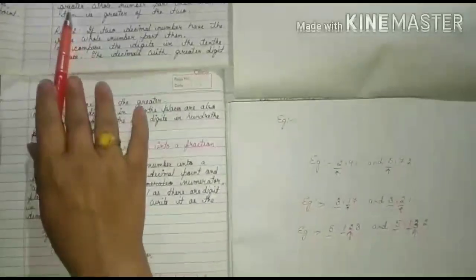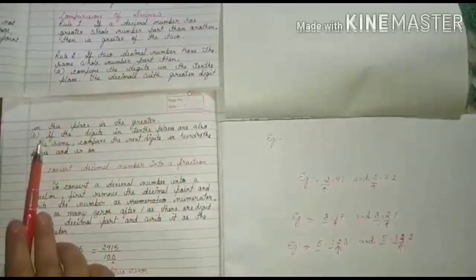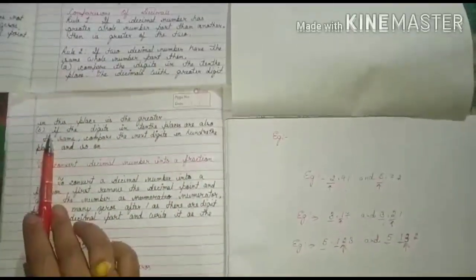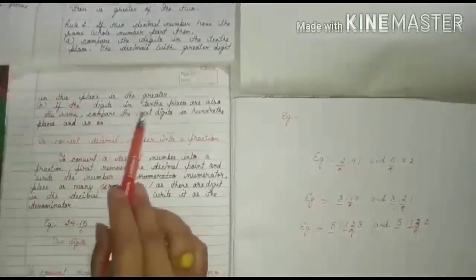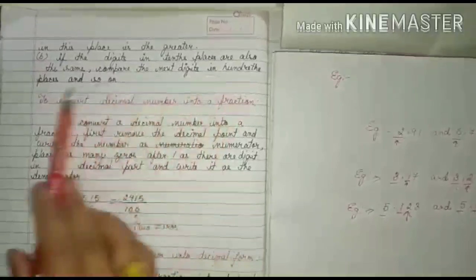We have studied rule 1 and rule 2 for comparison of decimals. Now let's see part B of rule 2. If the digits in the tens place are also the same, compare the next digits in the hundredths place and so on.